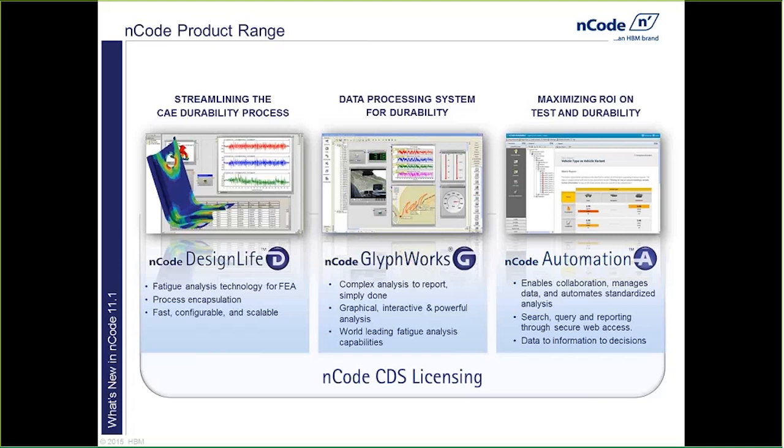And on the right you see nCode Automation. We won't actually be talking about automation today, but this is a way of automating your processes and getting web access to those results and the database of all your analysis results and automating the entire process. That we won't be covering today. We will be covering DesignLife and GlyphWorks.